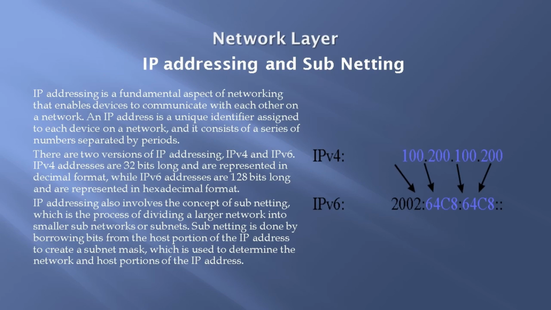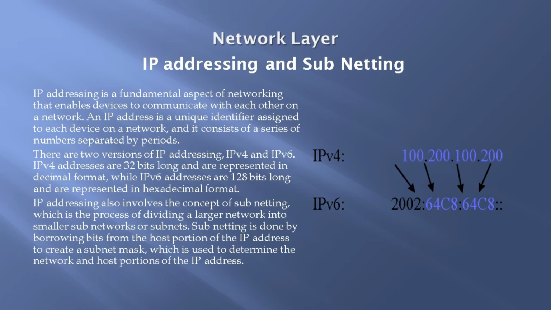IP addressing is a fundamental aspect of networking that enables devices to communicate with each other on a network. An IP address is a unique identifier assigned to each device on a network, and it consists of a series of numbers separated by periods. There are two versions of IP addressing, IPv4 and IPv6. IPv4 addresses are 32 bits long and are represented in decimal format, while IPv6 addresses are 128 bits long and are represented in hexadecimal format.